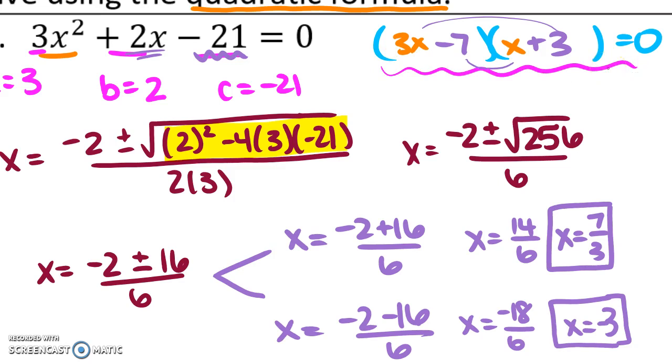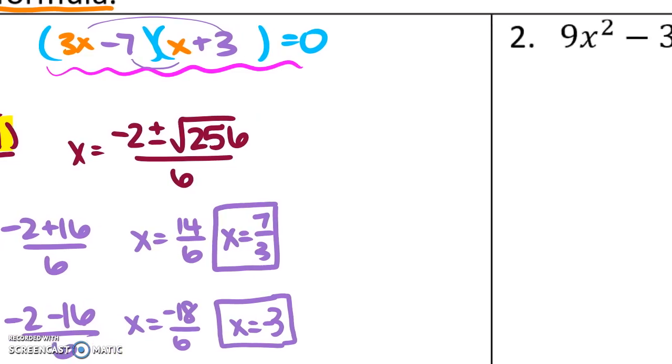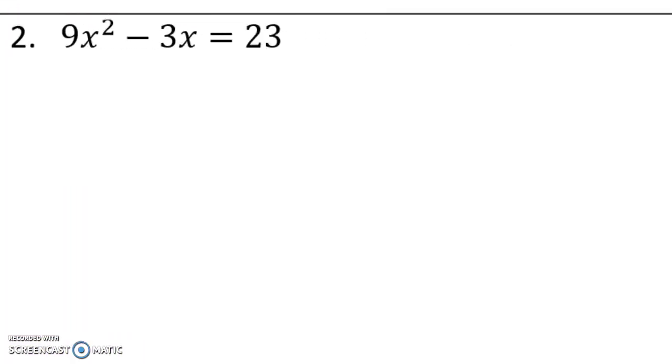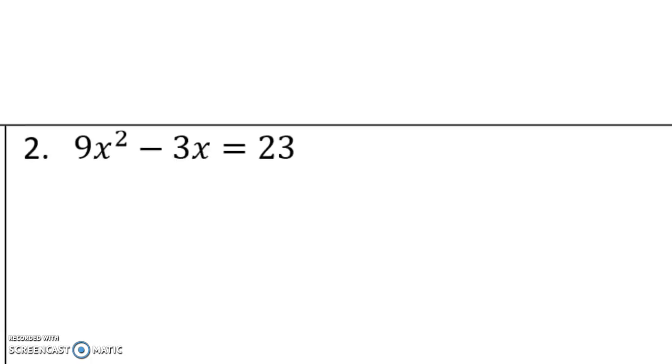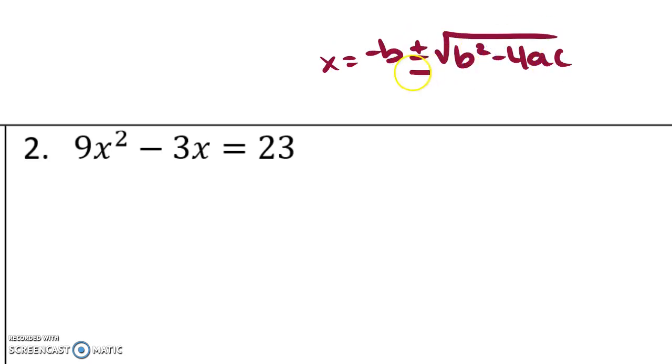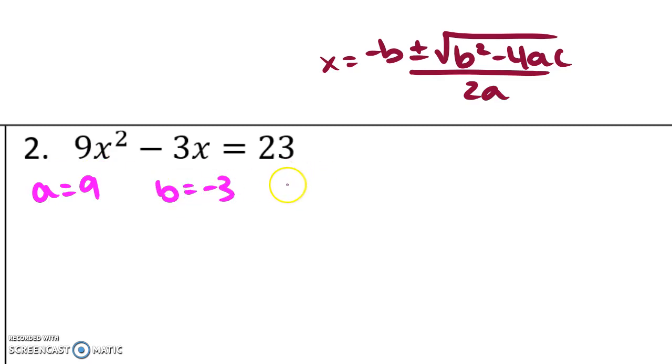So speaking of that, let's try one more example. Number 2. So once again, quadratic formula is x equals opposite of b plus or minus the square root of b squared minus 4ac all over 2a. And just like last time, I'm going to list out what my a, b, and c are so I don't mess anything up. Oh no, but it's not equal to 0.